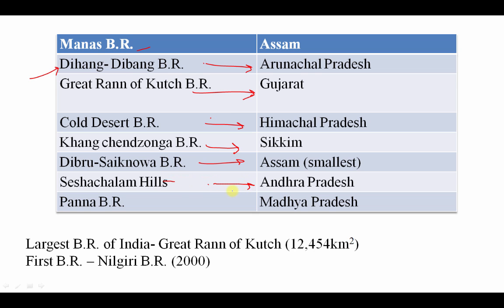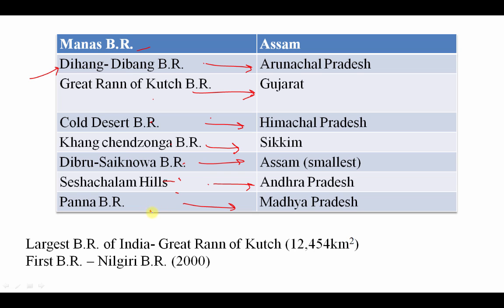Seshachalam Hills. And Panna Biosphere Reserve, it is in Madhya Pradesh. Panna. Okay. The Dihang-Dibang is in Arunachal Pradesh. Rann of Kutch is in Gujarat. Cold desert is in Himachal Pradesh. Kanchenjunga is in Sikkim. Dibru-Saikhowa is in Assam, and the smallest. Seshachalam is in Andhra Pradesh and Panna is in MP.